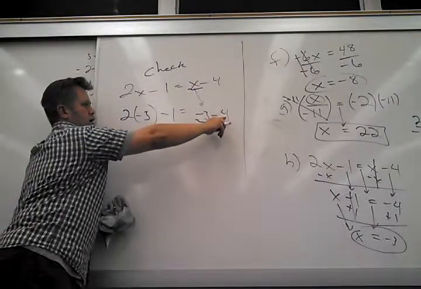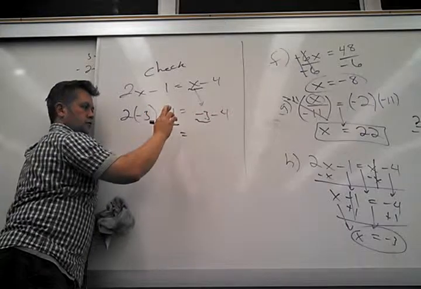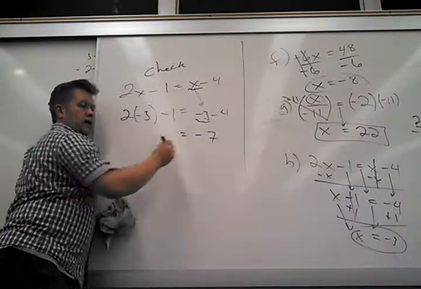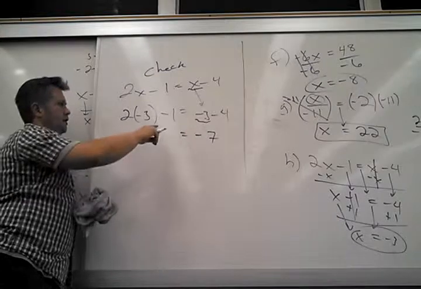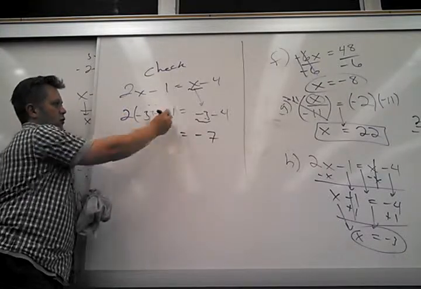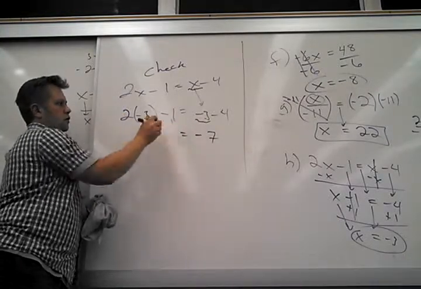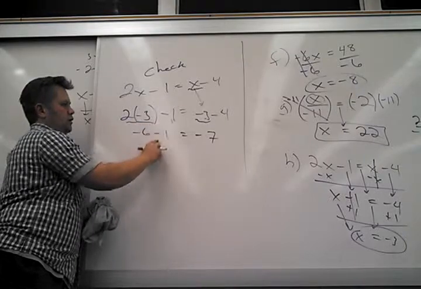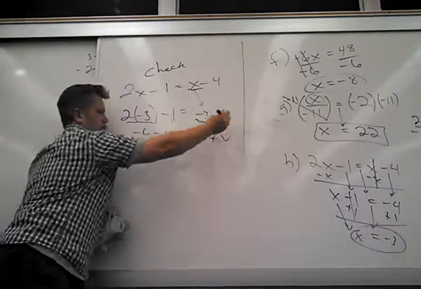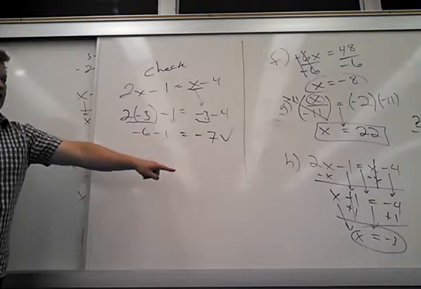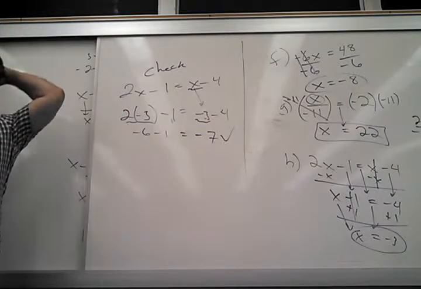So what's negative 3 minus 4? Negative 7. And then, what do I do first here? Negative 6. Good. You multiply first. Negative 6 minus 1 is? Negative 7. Check. So x equals negative 3 makes that statement true.